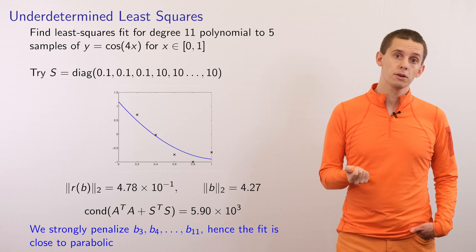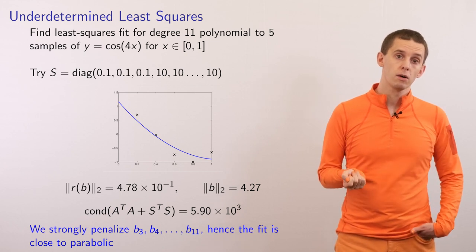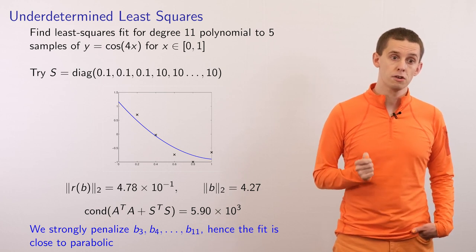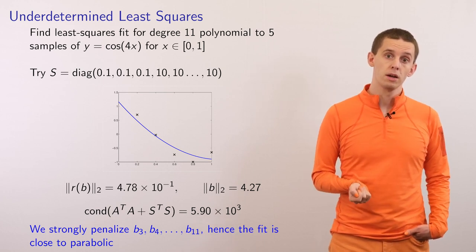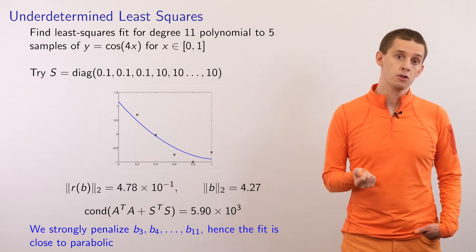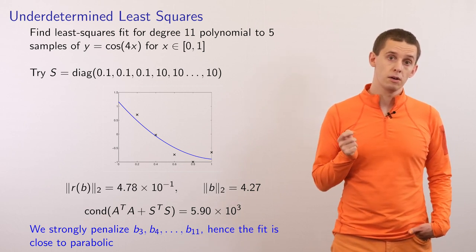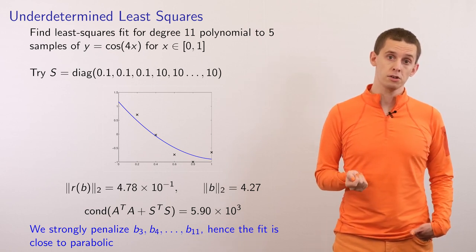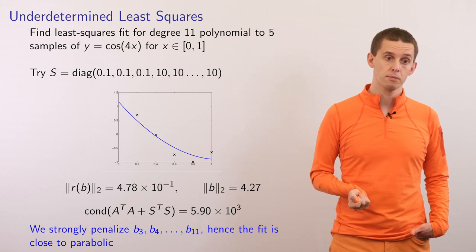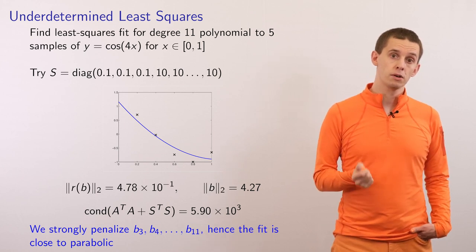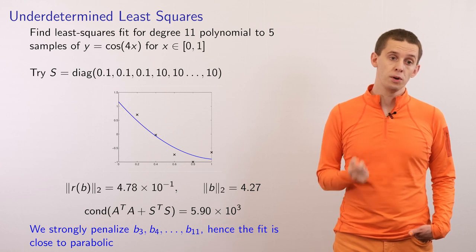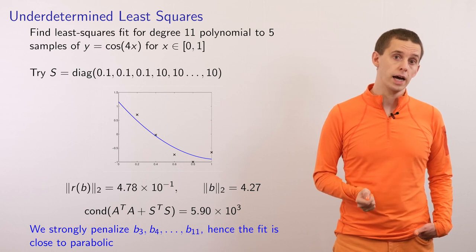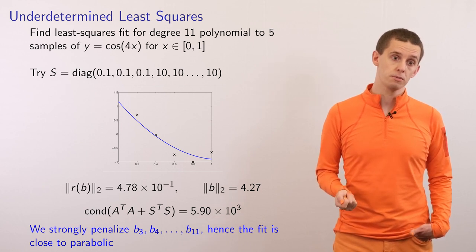So let's now look at a third case. Here, we're going to put that S is equal to a diagonal matrix where the first three terms on the diagonal are 0.1 and the rest are 10. And so here we are weakly penalizing quadratic terms and strongly penalizing any term above quadratic. And if we now look at the resulting polynomial, we see that it indeed looks rather like a quadratic, and we've strongly penalized those higher order terms.